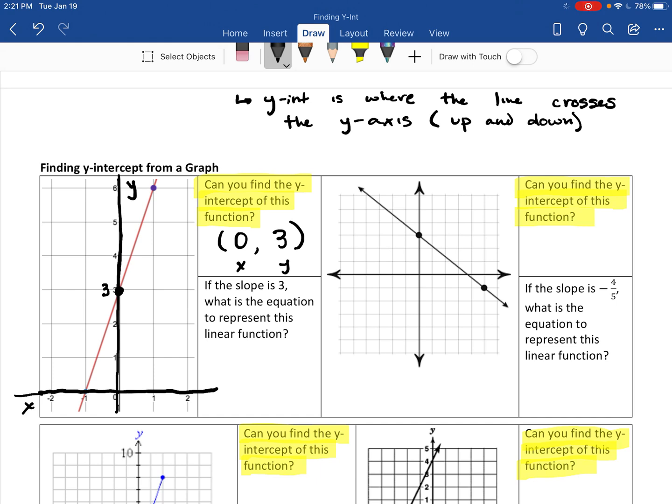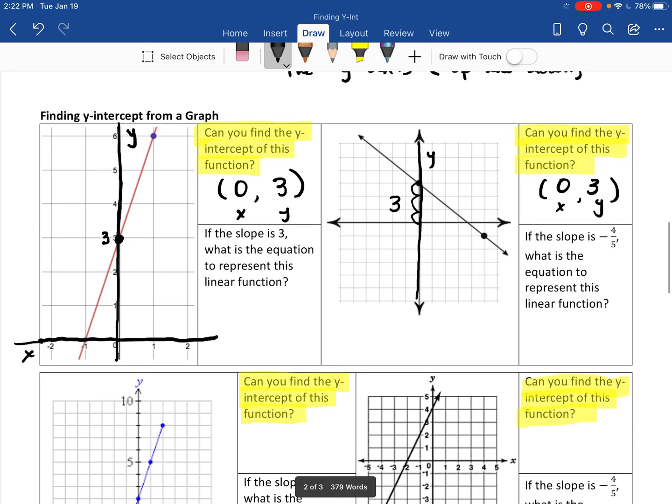Moving on to our second one, you notice this one doesn't have numbers. That's all right. We can count boxes. We'll have an x and a y, and we automatically know that x is going to be 0. I see my dot here, so I need to go up 1, 2, 3. Just a coincidence, I went up 3 again. 3 is where I cross that up and down axis, or our y-axis. So our y-intercept is (0, 3) again.